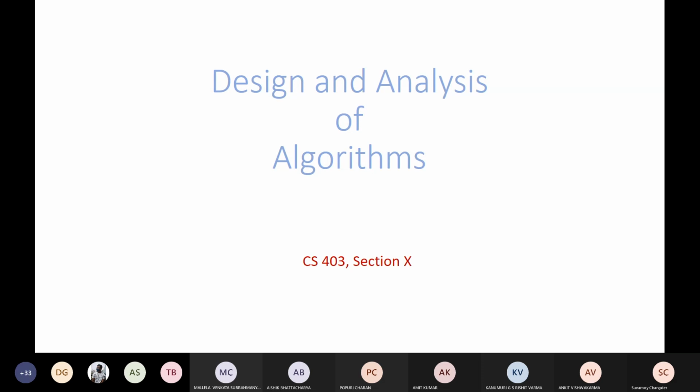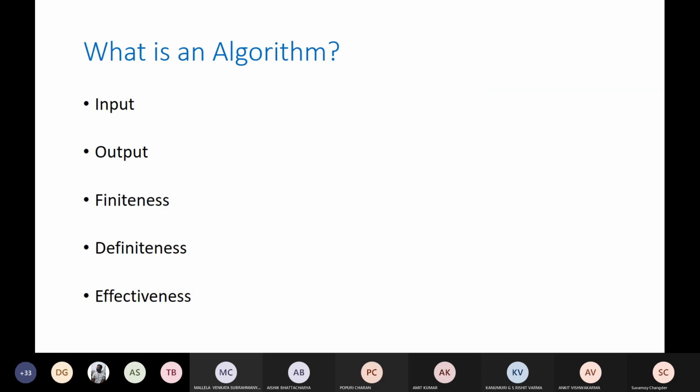Now, the first thing is: what is an algorithm? So I think all of you are aware that an algorithm means a step-by-step procedure to accomplish a particular task. In other words, we can say that if we provide an input, and the process produces a correct output, then we will say that it is an algorithm.